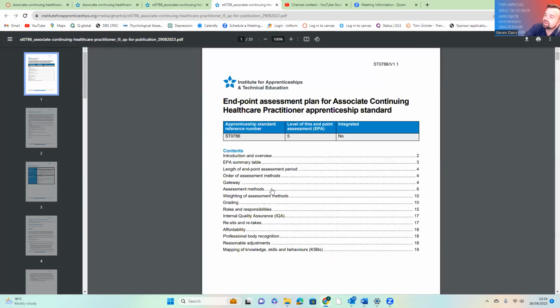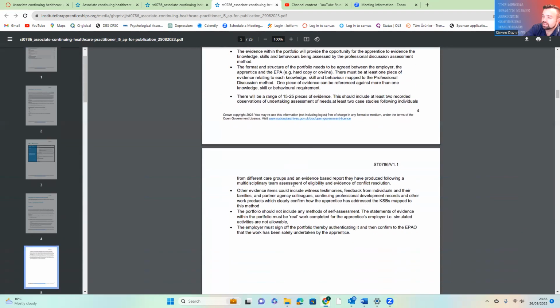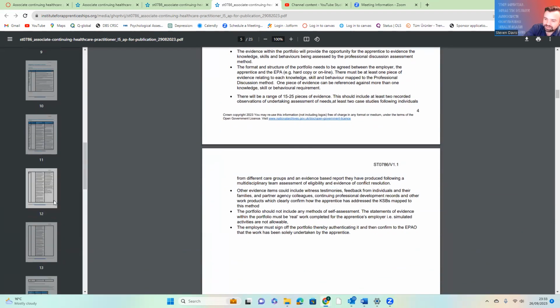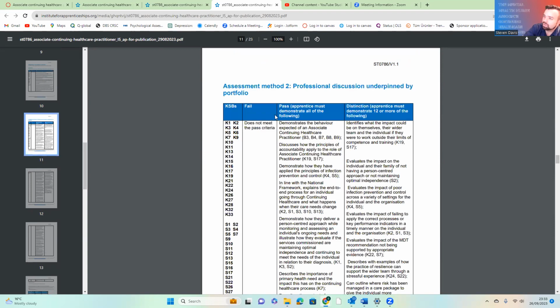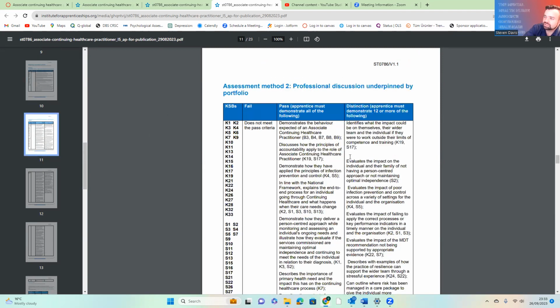Now, we'll bring the assessment plan up and we'll talk about that. Your endpoint assessment consists of a professional discussion based upon the evidence which we upload. Normally, at the end of the standards, we've got the professional discussion, and it basically says, look, this is what we're going to discuss. That's the criteria in which we're discussing it.